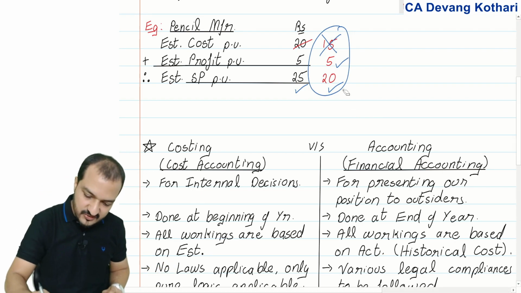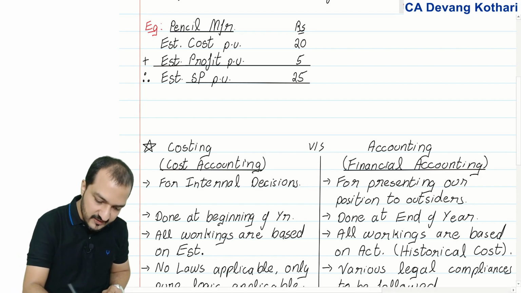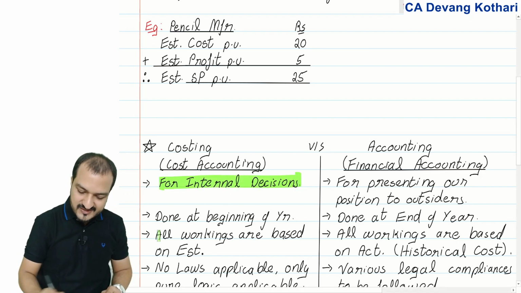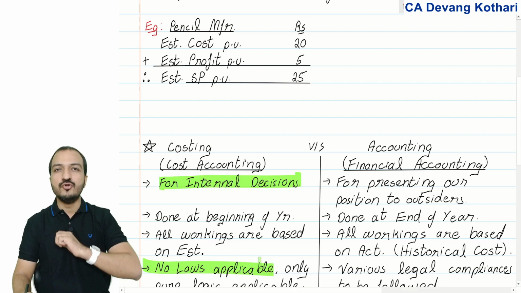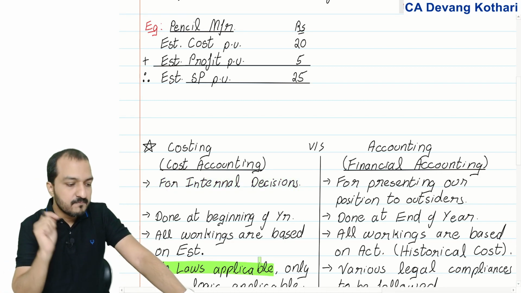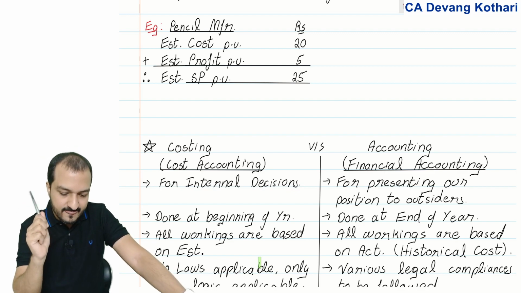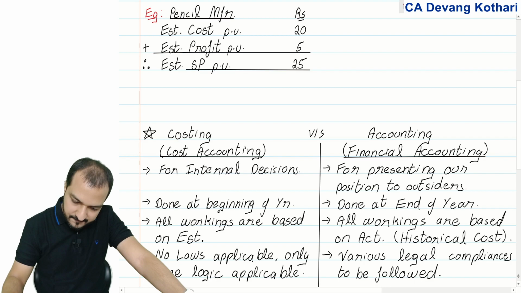Yeah, so that's the reason why my costing subject, you see that costing subject is for internal decisions. No laws applicable, no regulations applicable. Only one thing applicable is your pure and simple logic. I'll give you one example. I'll give you one last example. Chalo.